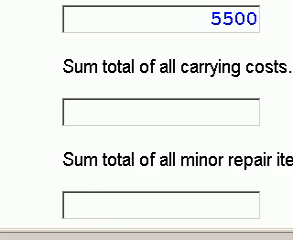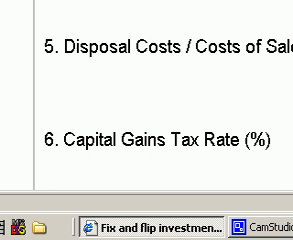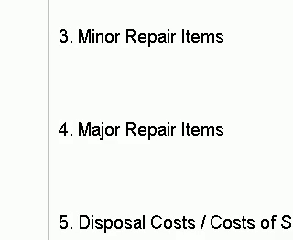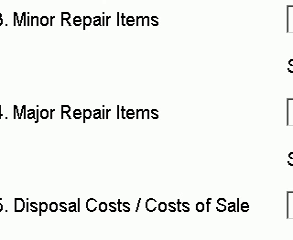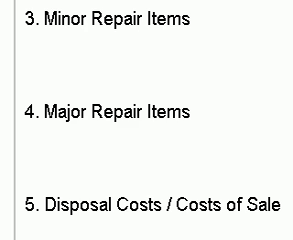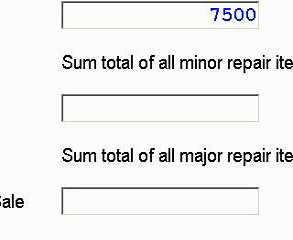The next question is minor repair items. So basically these are minor repairs. For this example, we're going with $7,500. The next question is major repair items. This would be things such as the roof, the plumbing, a new furnace, things like that. For this example, we're going with 14 grand.